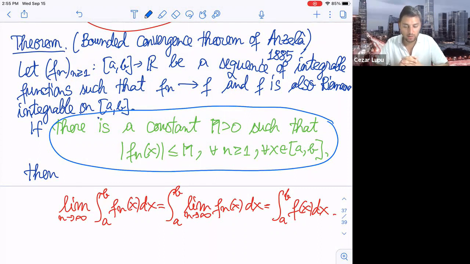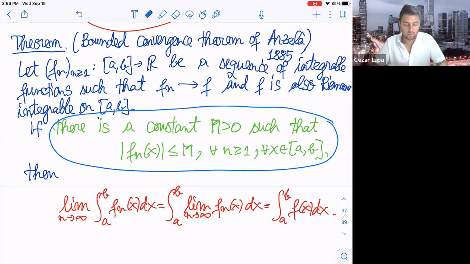So that's why we call this the bounded convergence theorem of Arcela. Sometimes it's called the weak version of the Lebesgue dominated convergence theorem, because that would be a little bit more general. But that's a very strong theorem. As you can see, I don't need uniform convergence here, so that's great. But if I can bound my sequence of functions in absolute value by this constant M, then I'm good to go. So I can pass the limit inside the integral, which would be great.